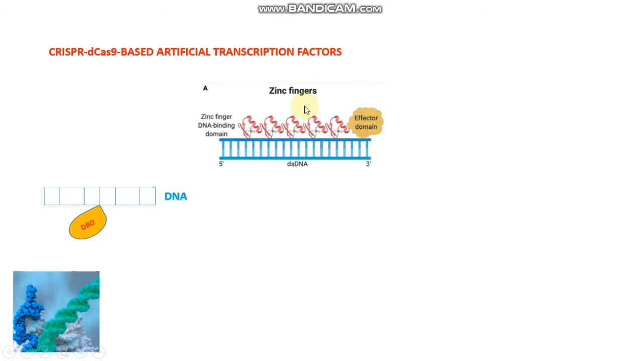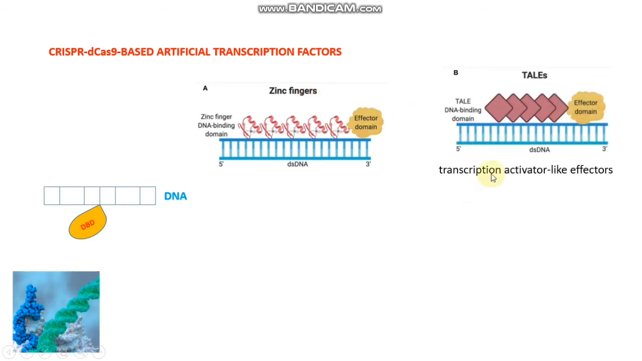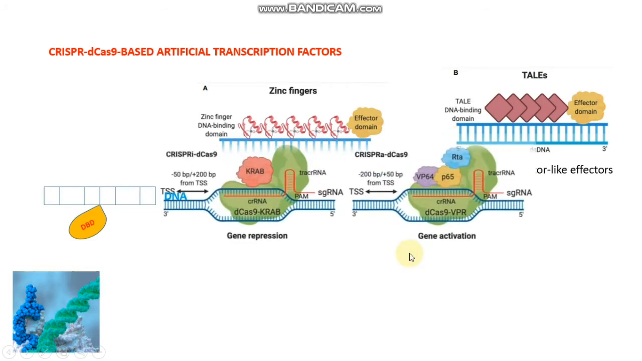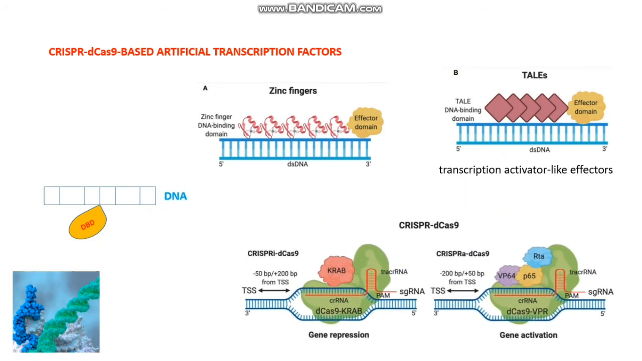Basically there are three different kinds of DNA binding domain. The first one is the zinc finger domain, which is used for gene editing, as well as transcription activator-like effectors, which is another kind of gene editing system. And the most important one is the CRISPR-Cas9 system. CRISPR-Cas9 is also used for gene editing, as we well know.